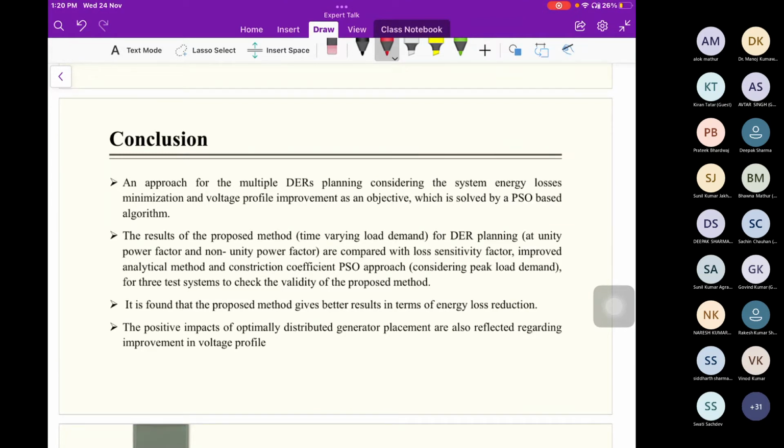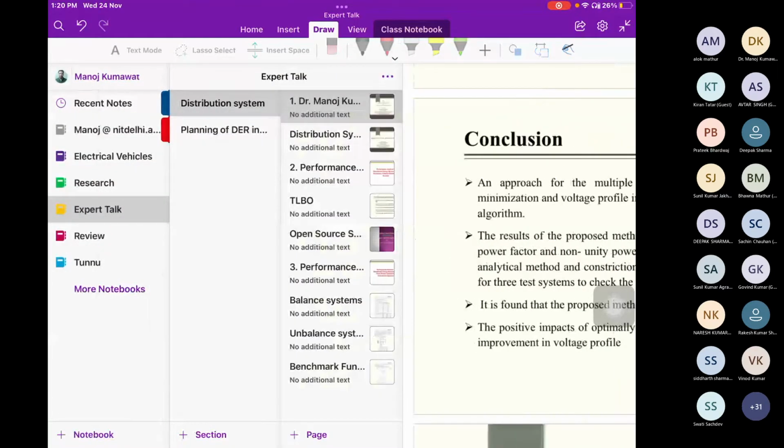And now we will discuss the balanced system, and the second one, where we have not considered the harmonics. So now the second study will discuss the harmonics in the systems.